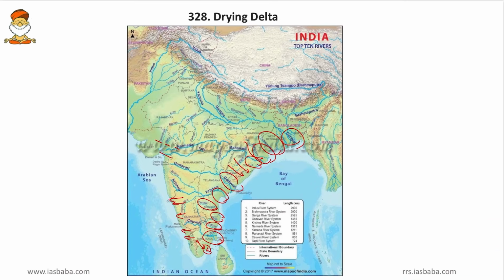And moreover, friends, this drying of deltas is a common issue for almost all the deltas, and we will have to check this. How to check this? By increasing the rainfall in the catchment areas or by afforestation in the catchment areas.